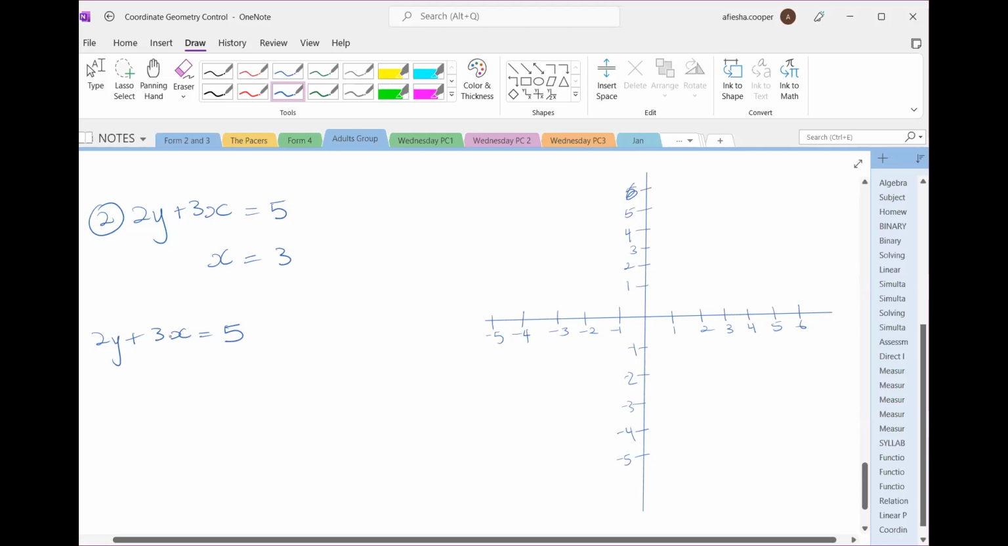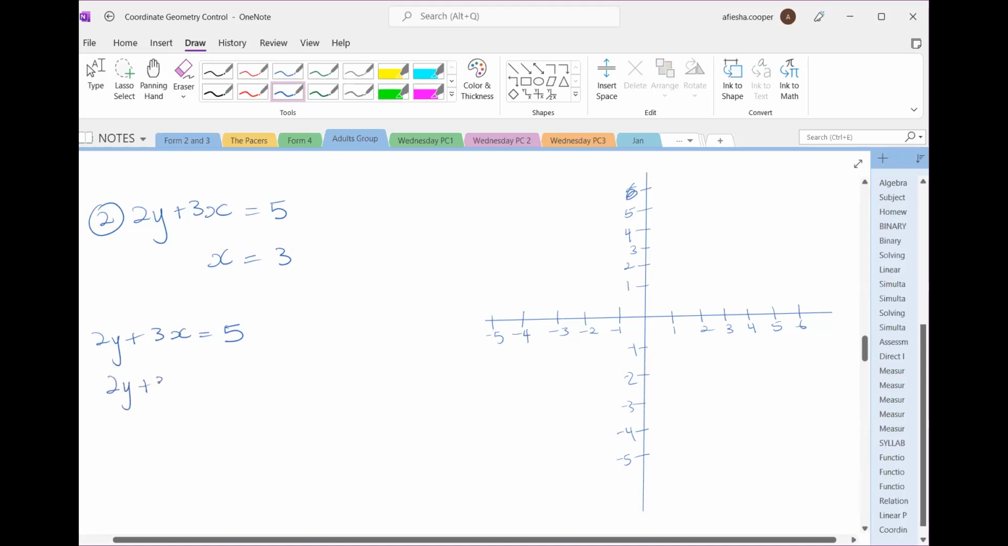-3. Oh, -3. So wherever we see x, we substitute -3. The easier thing for you to do would be to make y the subject of the formula and then substitute it, or you could substitute straight into this and work it out.